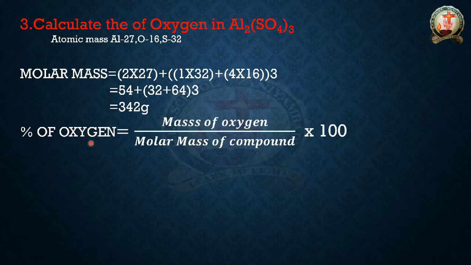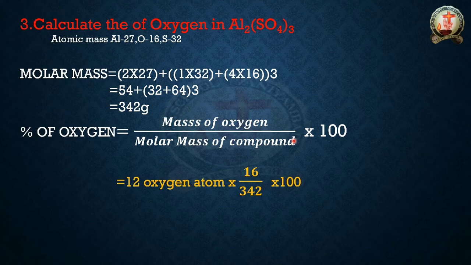So the percentage of oxygen is equal to, we know already, the mass of the atom divided by the molar mass of the compound, into 100, and we can get an answer. So I can substitute here: mass of oxygen divided by molar mass of the compound. What is our compound? Al2(SO4)3, into 100. See, 12 oxygen atoms are present in your compound. How? 4 into 3, 12 oxygen. So 12 into 16, divided by the total mass of the compound, 342, into 100.